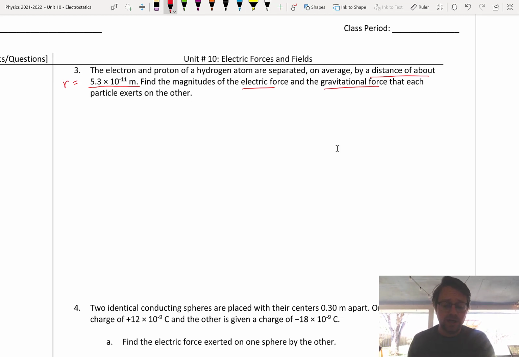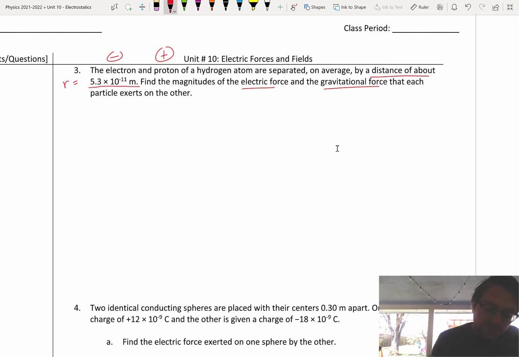We're saying, what is the electric force? It's an electron, which is negatively charged, and a proton, which is positively charged. It's going to be attraction. We want to know what is the strength of that electrical force of attraction. And then also, secondly, separately, what is the gravitational force of attraction? One of these values is going to be a lot stronger than the other. So I'm going to list out some of the things we know.